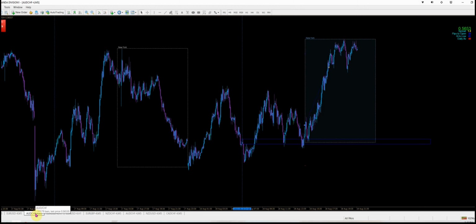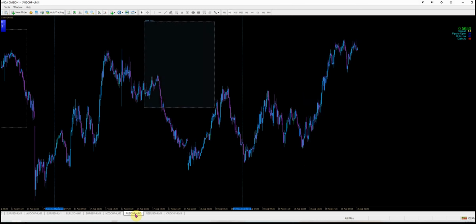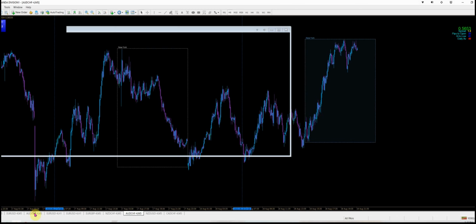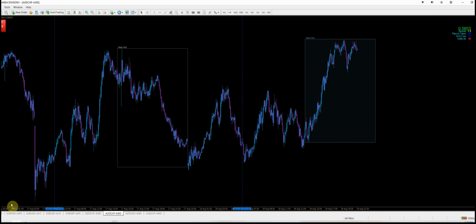For some reason I have Aussie Swiss here twice. So we'll just delete this chart, close that chart. I don't know why I have it open twice.